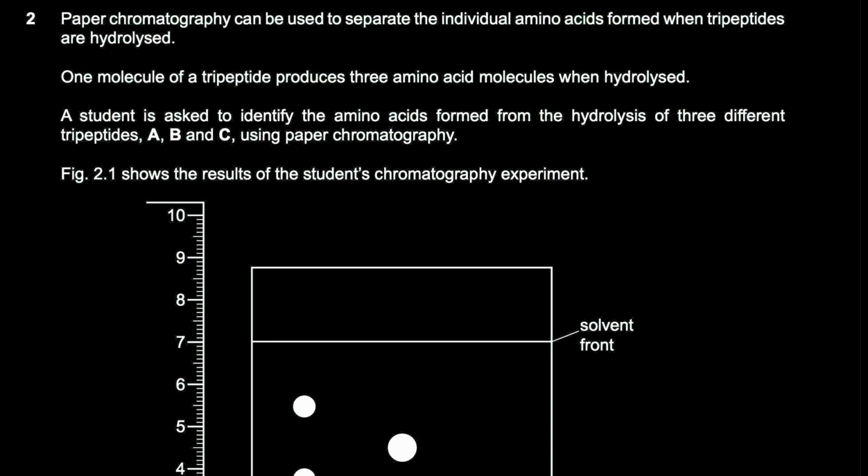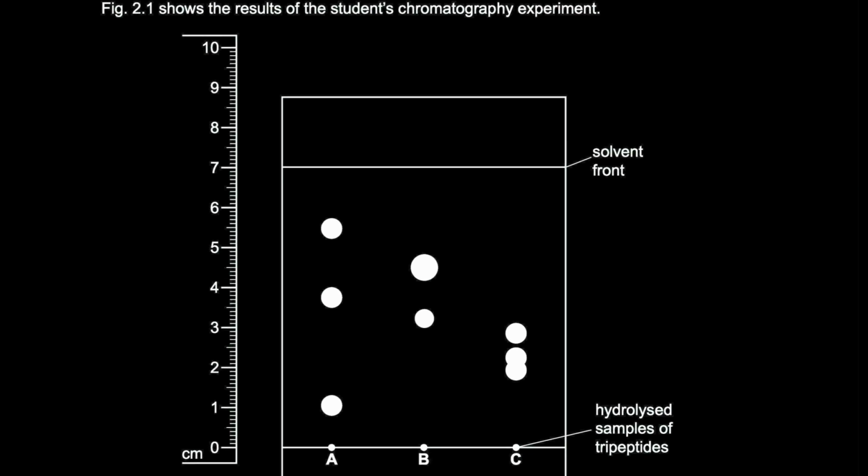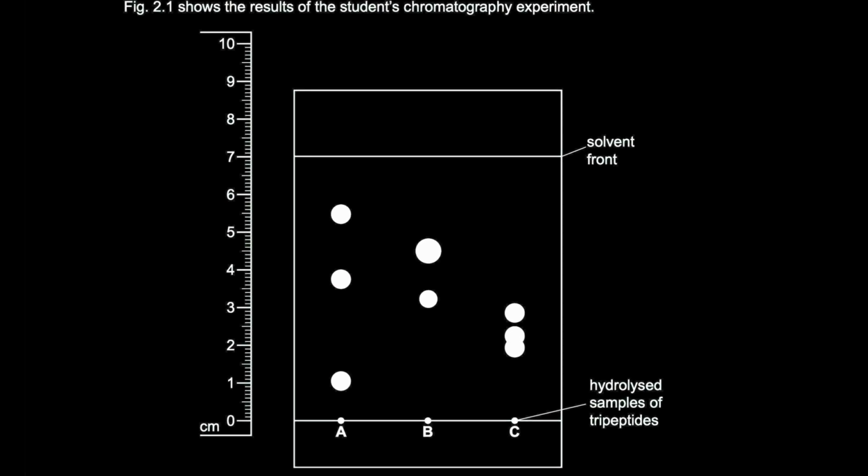So here we have question number 2, which says paper chromatography can be used to separate the individual amino acids formed when tripeptides are hydrolyzed. One molecule of a tripeptide produces 3 amino acid molecules when hydrolyzed. A student is asked to identify the amino acid formed from the hydrolysis of 3 different tripeptides A, B, and C using paper chromatography. Figure 2.1 shows the results of the student's chromatography experiment.